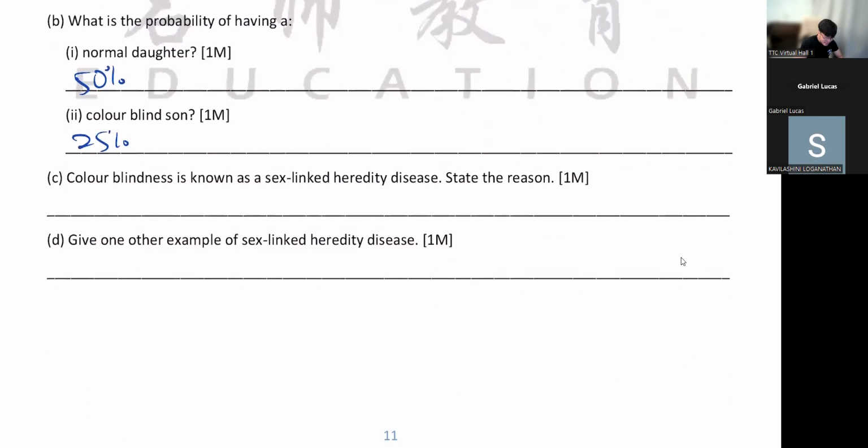Right, next, C, color blindness is known as sex-linked hereditary disease. State the reason. As I said, why is it called sex-linked disease? Because it is carried by the X chromosome. Your X chromosome carries this colorblind gene, right? It's not carried by the autosome. Autosome is the first 44. This is the sex chromosome.